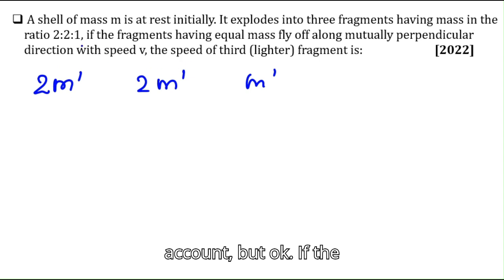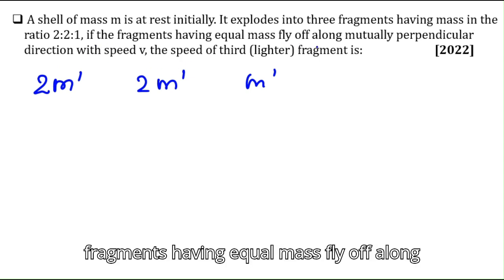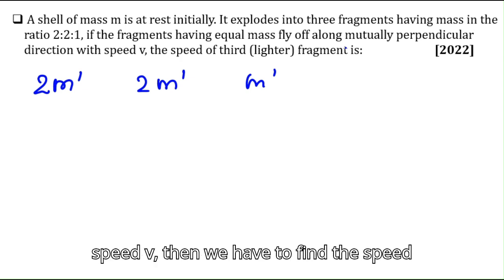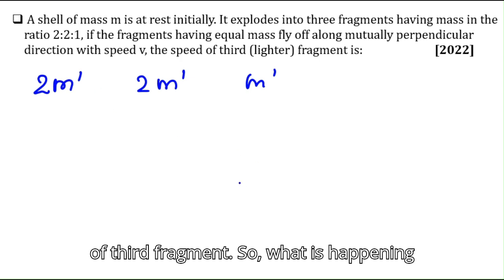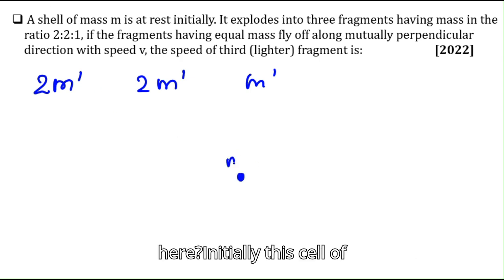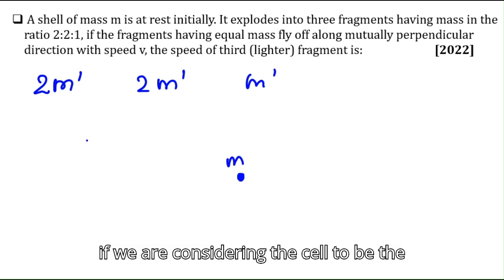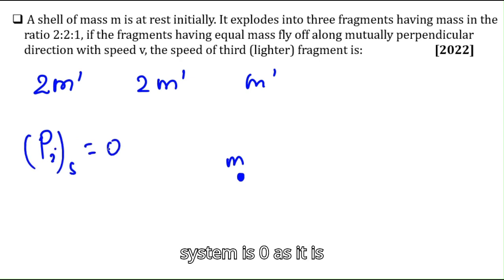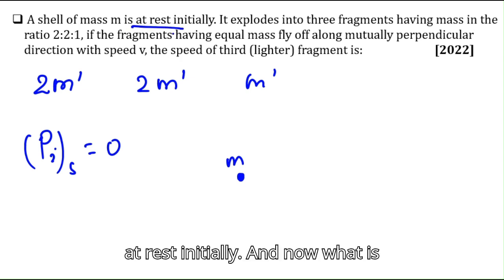But okay, if the fragments having equal mass fly off along mutually perpendicular directions with speed v, then we have to find the speed of the third fragment. So what is happening here? Initially, this cell of mass m is at rest. It means if we are considering the cell to be a system, the initial momentum of this system is zero, as it is at rest initially.